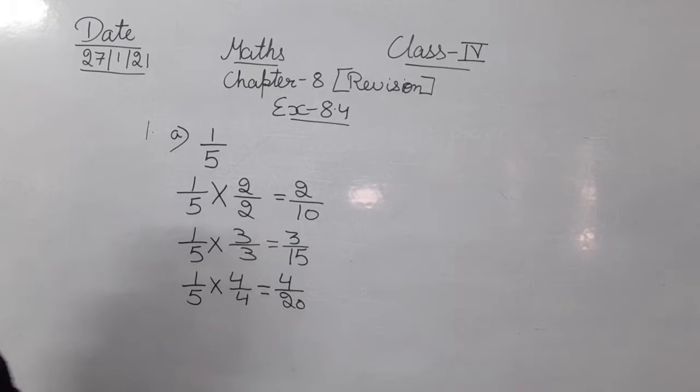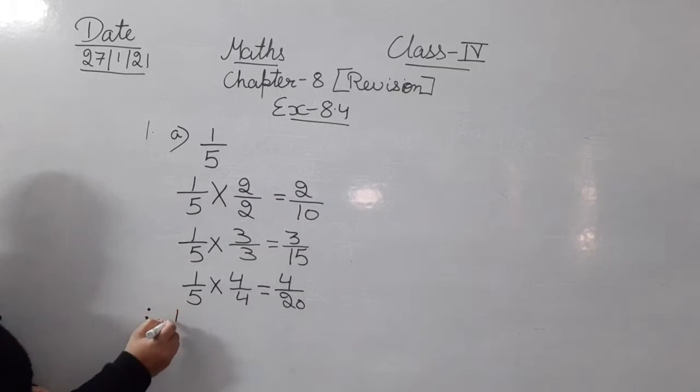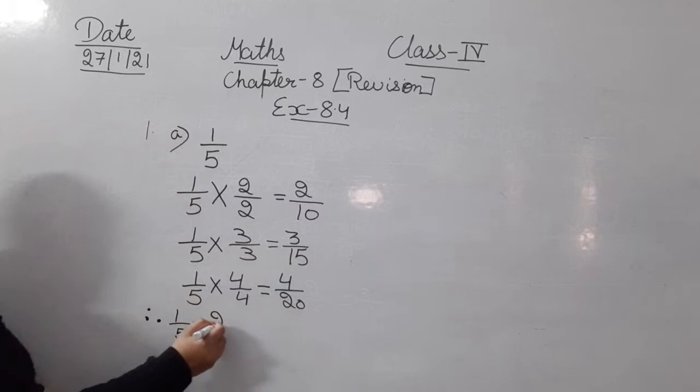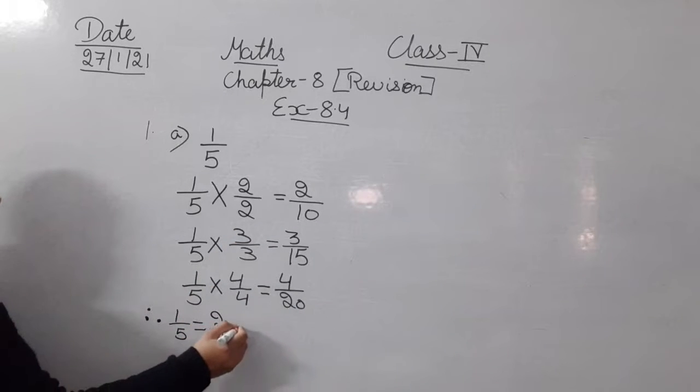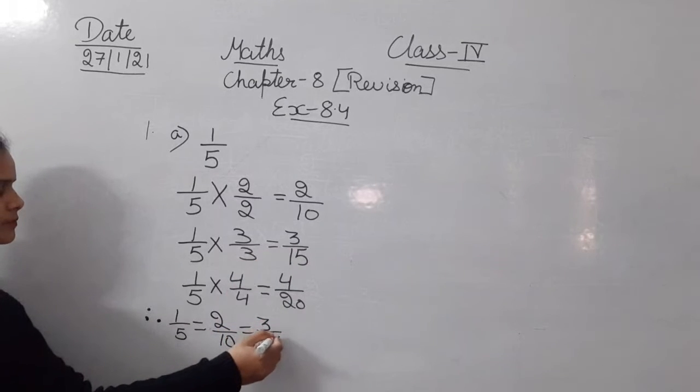So at last we will write the solution. Therefore 1 upon 5 is equal to 2 upon 10 is equal to 3 upon 15.